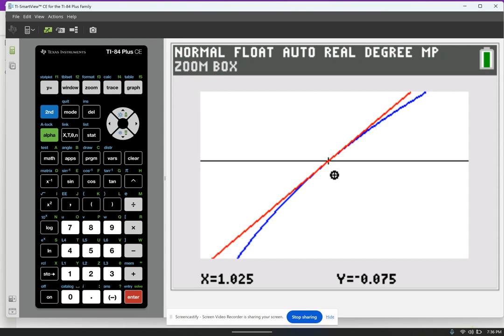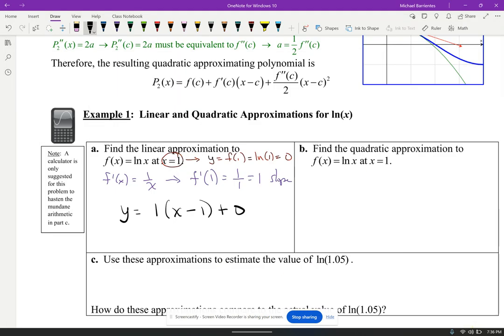But what if I created a red curve that was even closer and it mimicked the curvature of this? That would be an even better approximation. But how do we do that? Well, if we want the curvature to match as well as the slope, as well as the function value, then what we really need to have is a common second derivative.